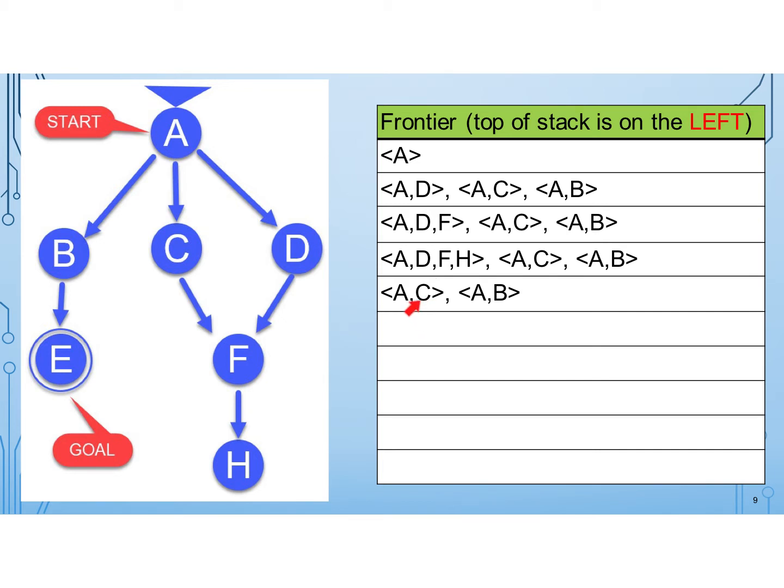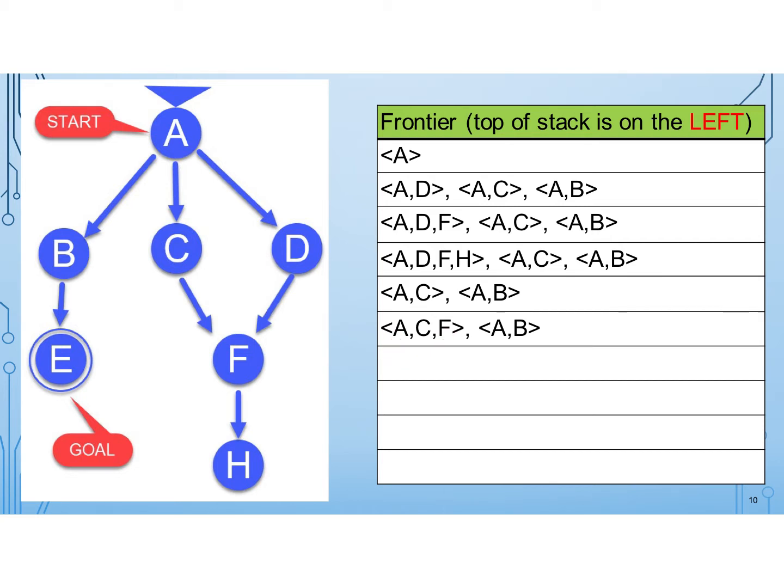We say, is C the goal state? No, C is not the goal state. So we say, who are C's neighbors? Who are C's successors? That would be F. And so we add ACF onto our frontier, right?